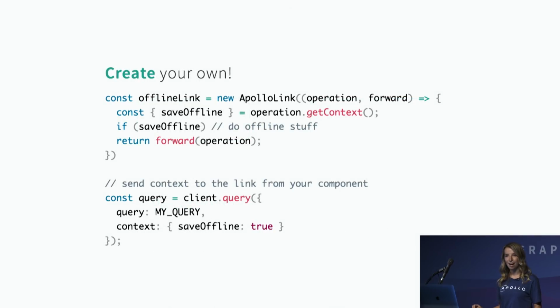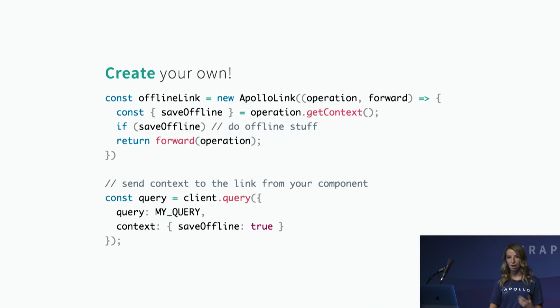It's really easy to create your own link just by passing a request function into the Apollo link constructor. The function takes the GraphQL operation and a forward method and returns an observable. To continue to the next link in the chain, you have to then call forward on the operation.